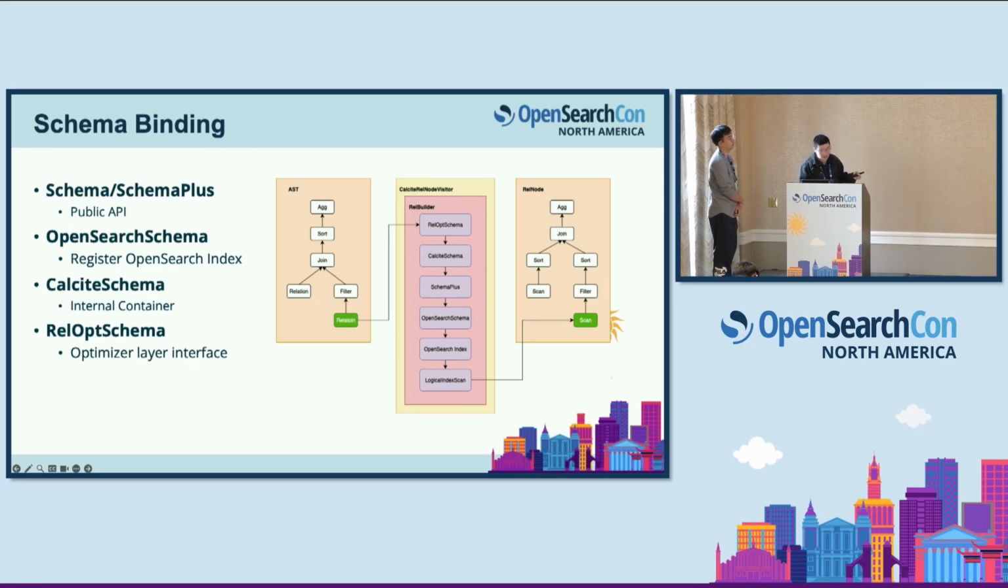The RelOptSchema has an internal container we call the Calcite schema. And the Calcite schema will finally call the public schema API. So we ingested the OpenSearch index schema into the public schema API, which will then be called by the RelOptSchema. So the relation on the left side using this pipeline will go to the table scan. We created a logical node called the logical index scan. So the schema is inside the logical scan.